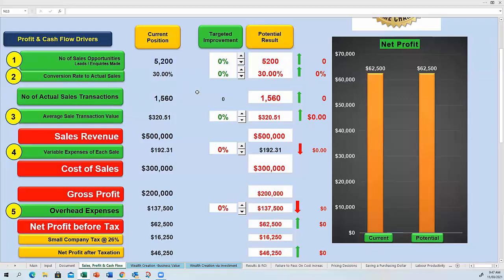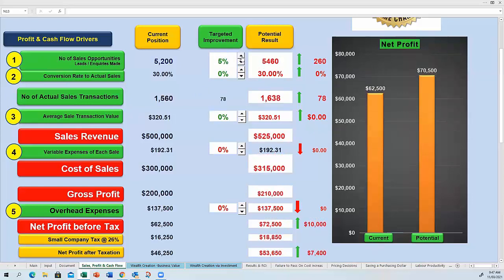Now firstly, I'll just look at increasing the number of our sales opportunities through better, or more effective, advertising. Now let's just say we can improve this by 5%, which is going to give us an additional 260 sales opportunities across the course of the year. At this stage, doing that without making any changes to the other variables, our profit has now increased from $62,500 to $72,500. Is that profit improvement there of $10,000?